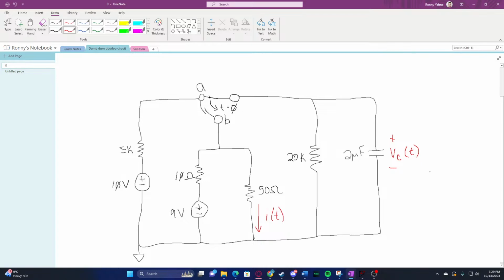The question is, well, I guess it's not really a question, they just tell you. You need to come up with two expressions that represent the voltage across the capacitor for all values of t, and same thing for the current through this 50 ohm resistor, also in terms of t.